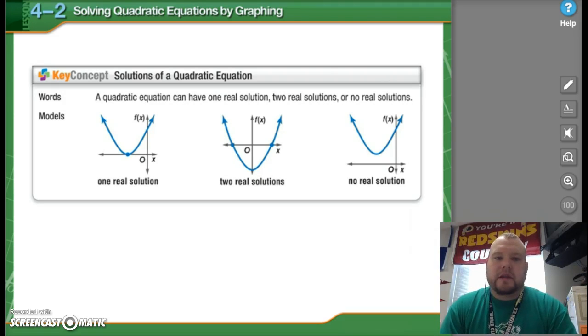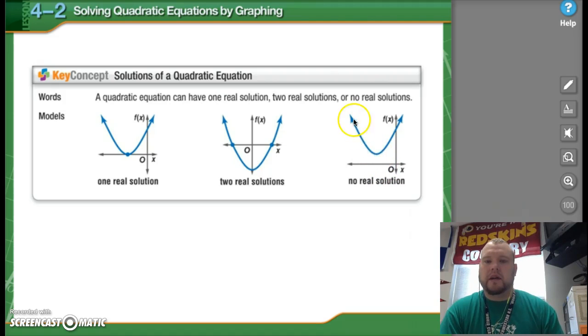Okay, a key concept from this lesson: there are three possible ways that you could have solutions when you're graphing a quadratic equation. The first possibility is that you only have one real solution, and that happens when the vertex itself is touching the x-axis. You could also have two real solutions, and we already saw an example where that was the case. And you could also have no solutions, and that's when the vertex is not touching the x-axis, and all the points, like for example this one, the vertex is a minimum, and the graph faces up.